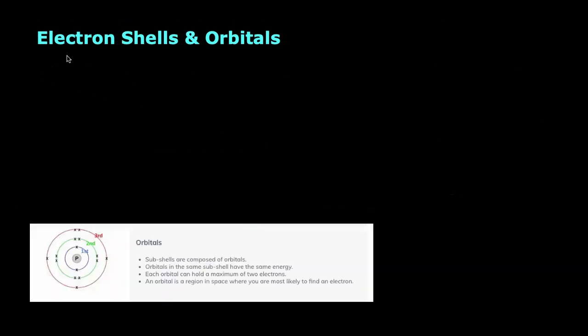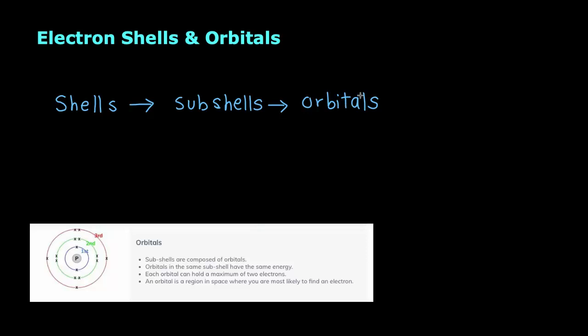Here we have divided the places where the electrons might be available in the atom into shells, and the shells were divided after that into subshells. Then we can further divide the subshells into other regions which are known as the orbitals. So the subshells are made of orbitals. The orbitals in the same subshell have the same energy. So even if they are different orbitals, they still have the same energy.